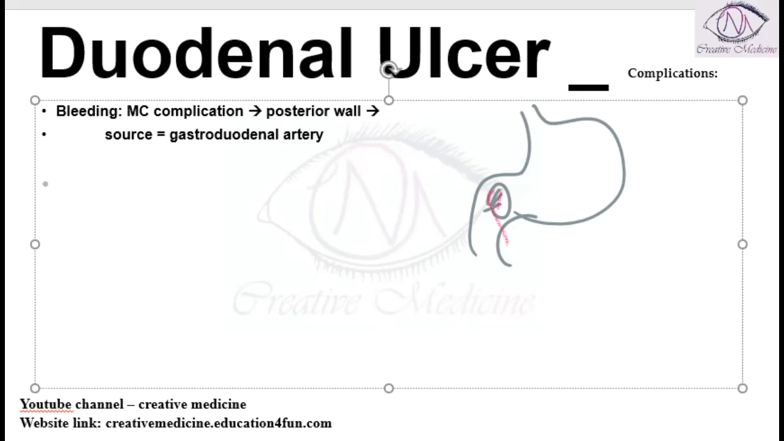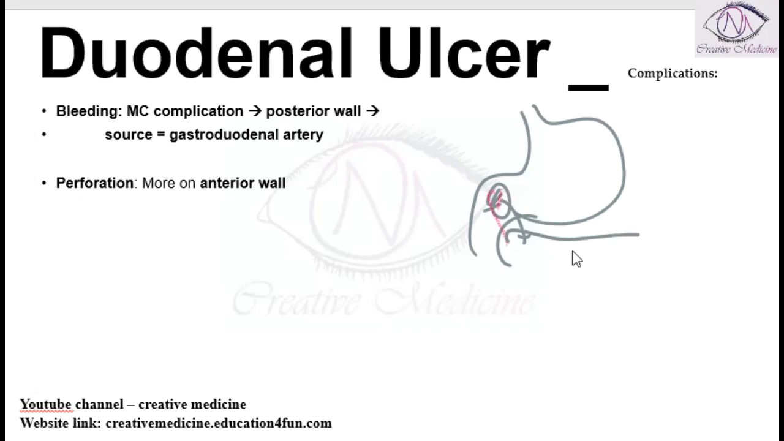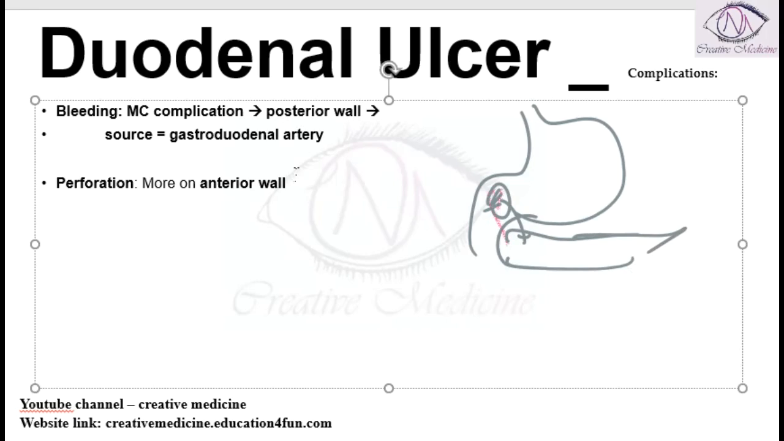Perforation will also occur, but if perforation occurs, it mainly occurs on the anterior wall. Bleeding occurs mainly in the posterior wall, whereas perforation occurs in the anterior wall. That doesn't mean that perforation never occurs in the posterior wall. Perforation can occur in the posterior wall also, but it is more common on the anterior wall. If it perforates onto the posterior wall, then the contents go into the pancreas.